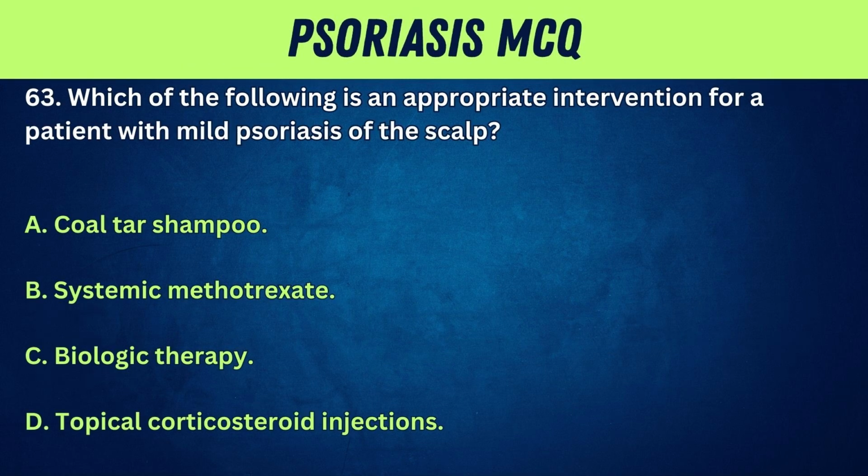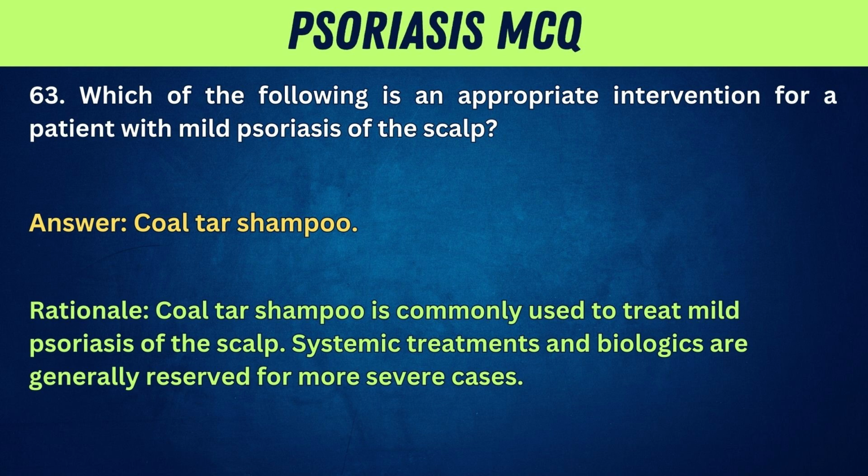63. Which of the following is an appropriate intervention for a patient with mild psoriasis of the scalp? A. Coal tar shampoo. B. Systemic methotrexate. C. Biologic therapy. D. Topical corticosteroid injections. Answer: coal tar shampoo. Rationale: coal tar shampoo is commonly used to treat mild psoriasis of the scalp. Systemic treatments and biologics are generally reserved for more severe cases.